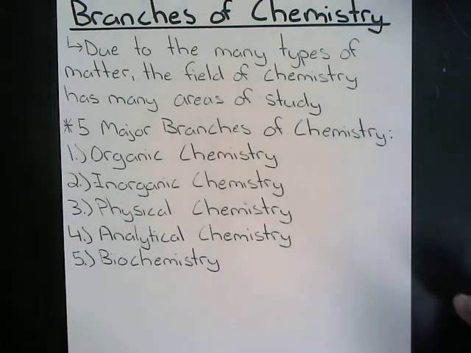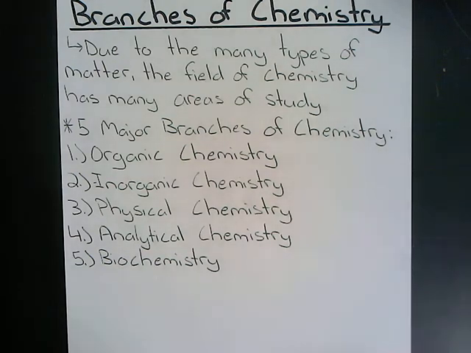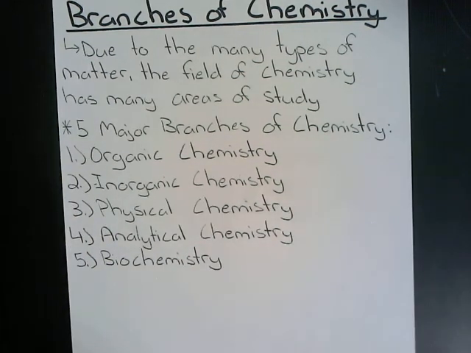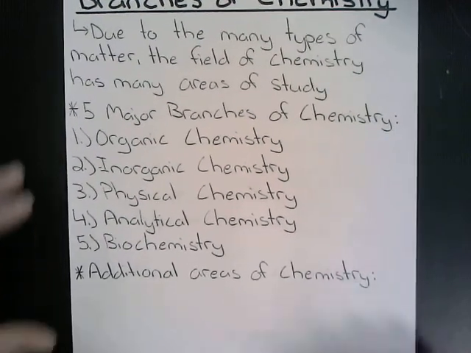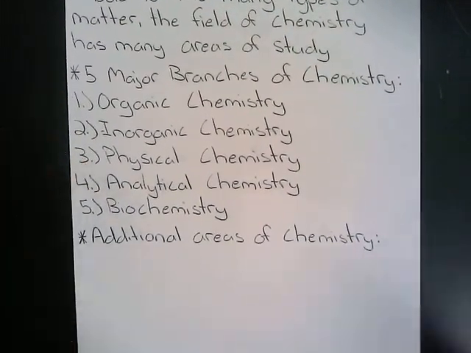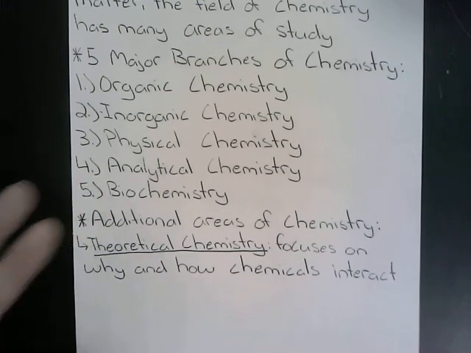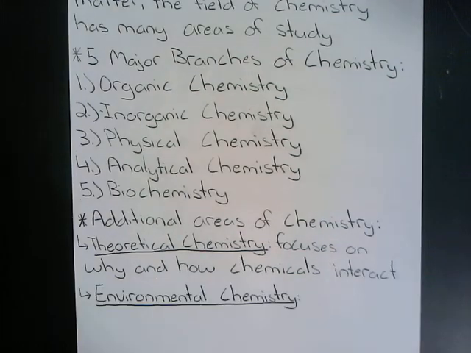Now, again, these are our major branches of chemistry, and obviously there are sub-branches within each of them, but there are some important areas that are not necessarily in these branches that we should talk about. The first is theoretical chemistry, which focuses on why and how chemicals react. Another area of chemistry is environmental chemistry, which deals with the role that chemistry plays in the environment.